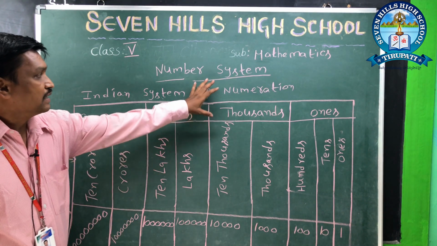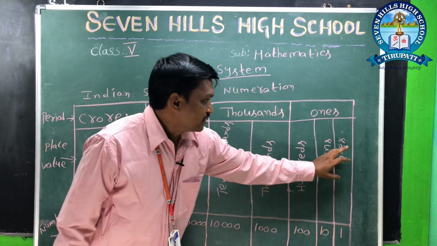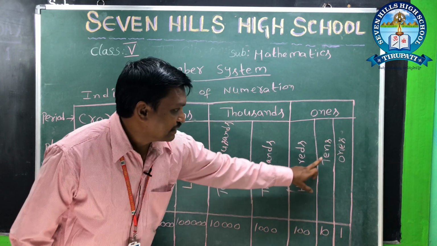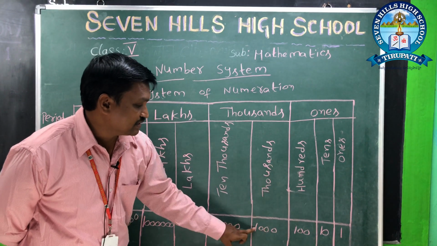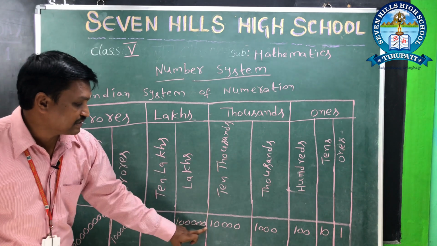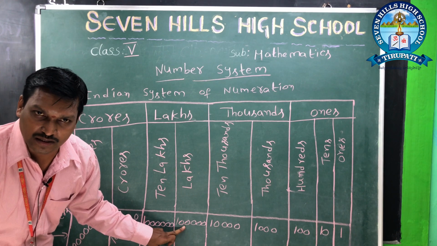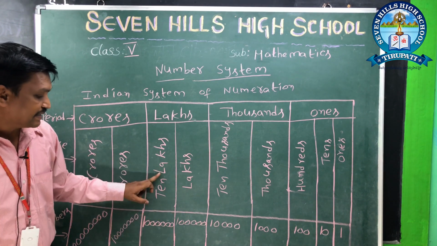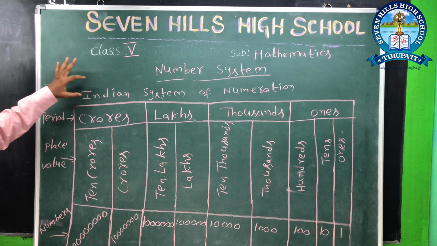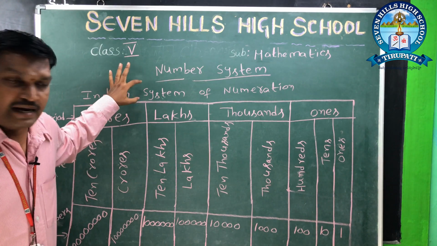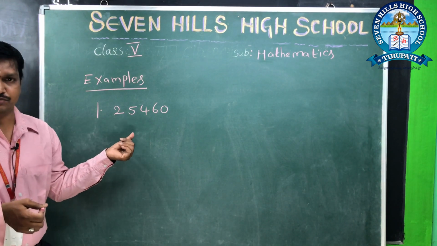So this is the Indian system of numeration. Ones means 1, tens means 10, hundreds means 100, thousands means 1000, 10,000s means 10,000, lakh means 100,000. Next, 10 lakhs, crores, 10 crores. So this is the place value chart of the Indian system of numeration. Now let us move on to examples.